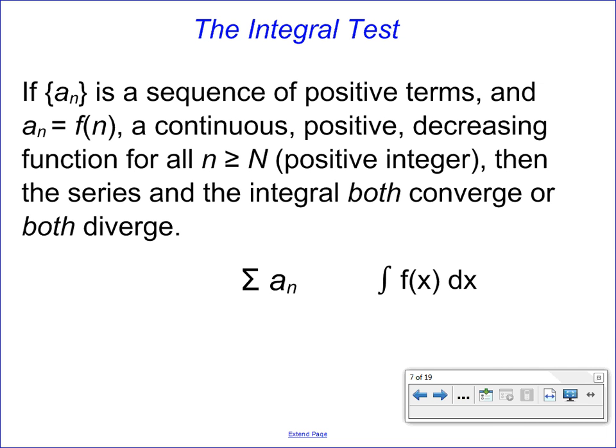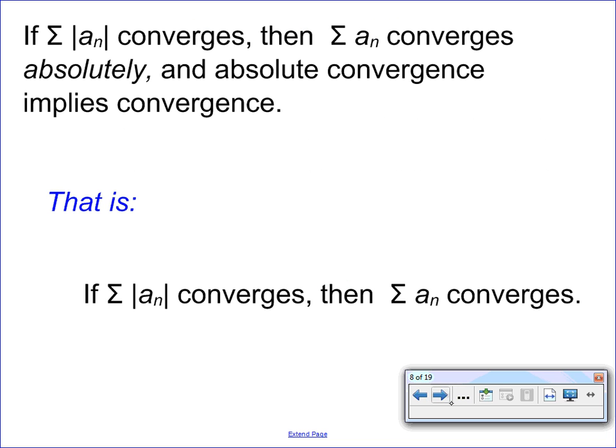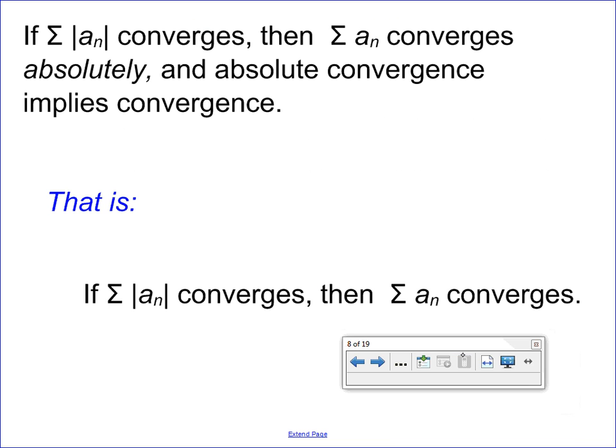Now, are these two things equivalent? Do they equal the same thing? No, but they share the same fate. They both behave in the same way, and so we can predict the behavior of that original series, the sum of a sub n, by considering the improper integral of this continuous positive decreasing function, and we model that. Okay.